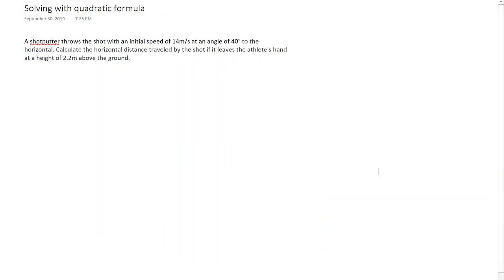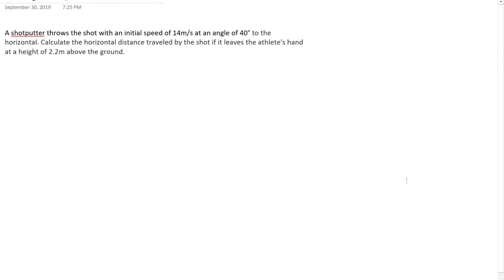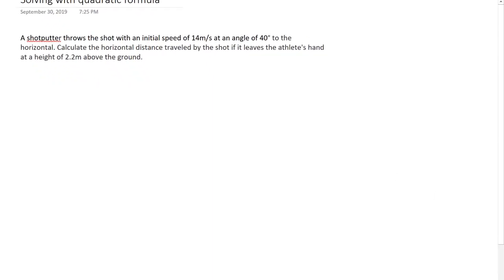Hey, what's up, guys? So, today I'm gonna solve this problem, and what's special about it is that we're gonna solve it using the quadratic formula. So, let me read it out to you guys. A shot putter throws the shot with an initial speed of 14 meters per second at an angle of 40 degrees to the horizontal. Calculate the horizontal distance traveled by the shot if it leaves the athlete's hand at a height of 2.2 meters above the ground.